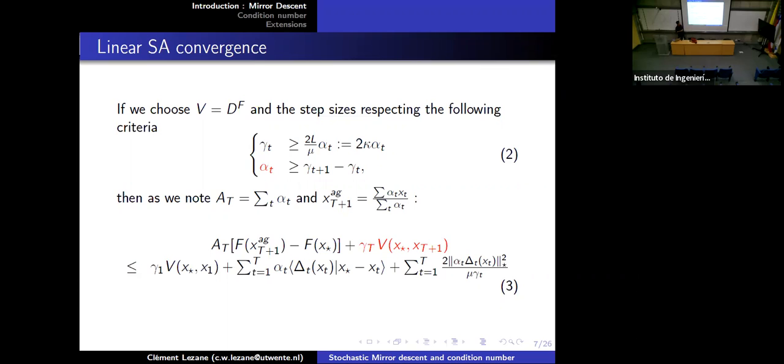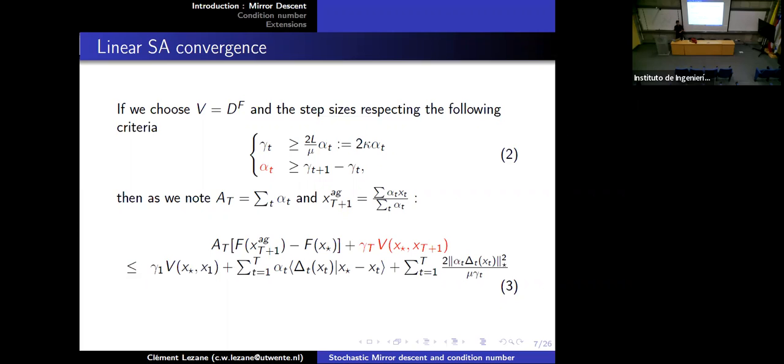So first thing we notice is that here appears a very interesting term, which is L divided by mu, the smoothness constant divided by the strong convexity constant. And this is what we call the condition number, which we're going to denote kappa in the presentation.